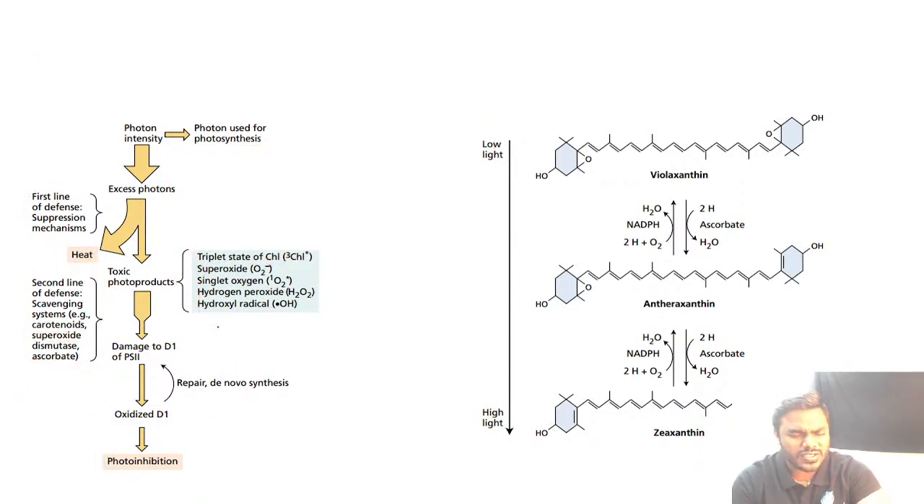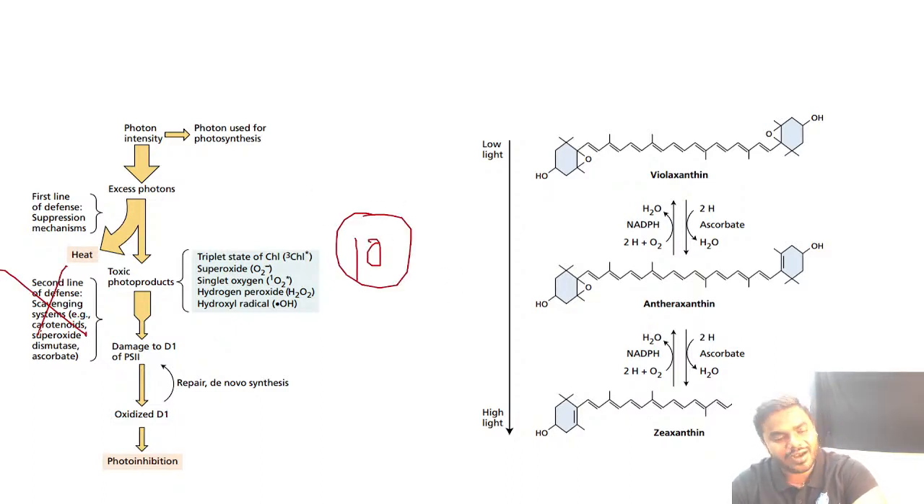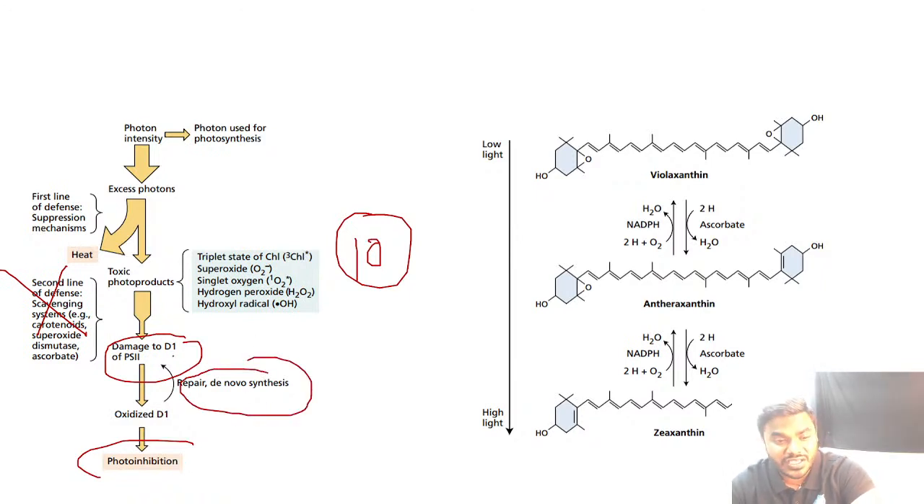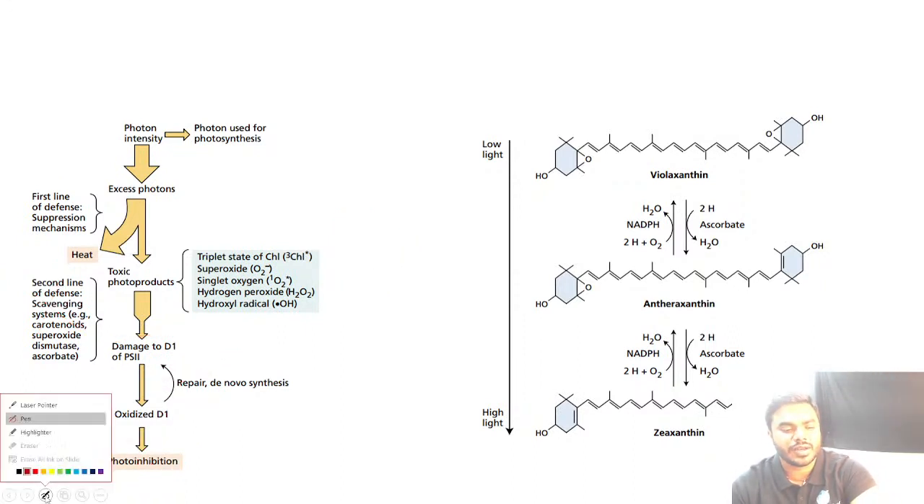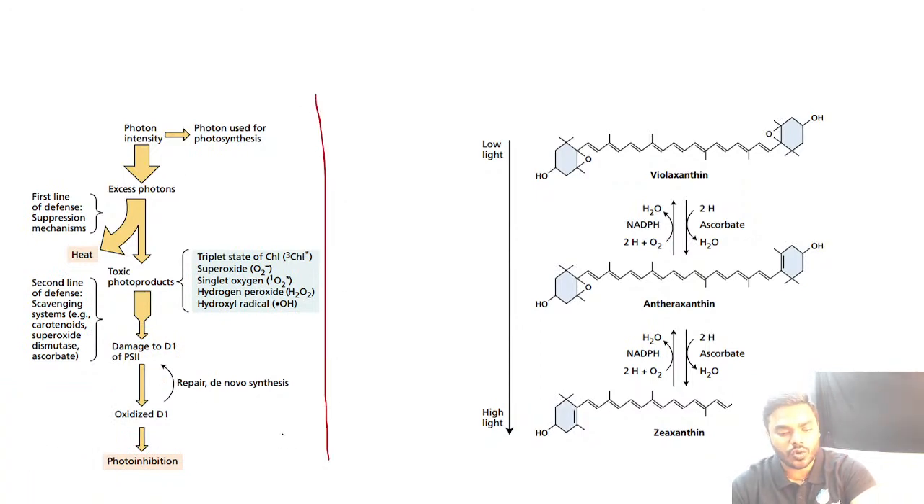Even then, say for example, 10 photons escaped the second line defense mechanism also, friends. They finally attacked and damaged the D1 of the PS2. As a result, what happened? Photoinhibition occurs. So immediately the plant will start de novo synthesis. They will synthesize the new D1 protein and then it will inhibit the process of photoinhibition. These are all the photoprotective mechanisms present in the plant.